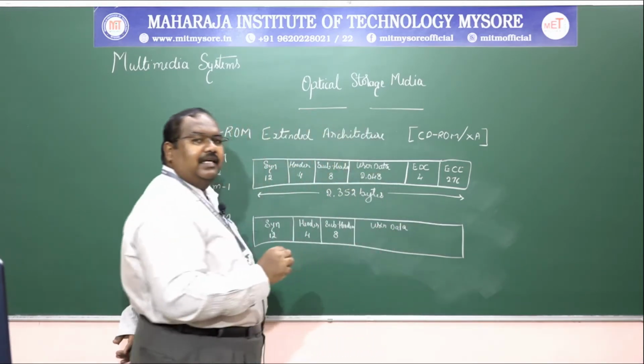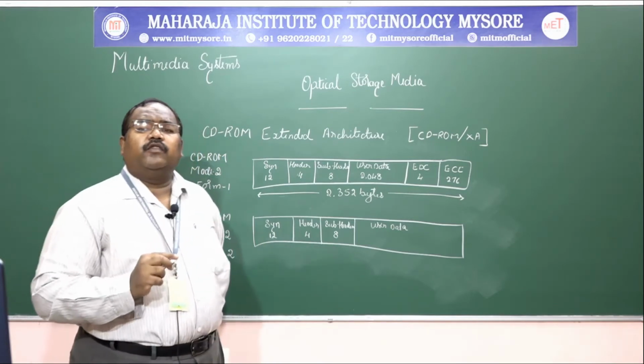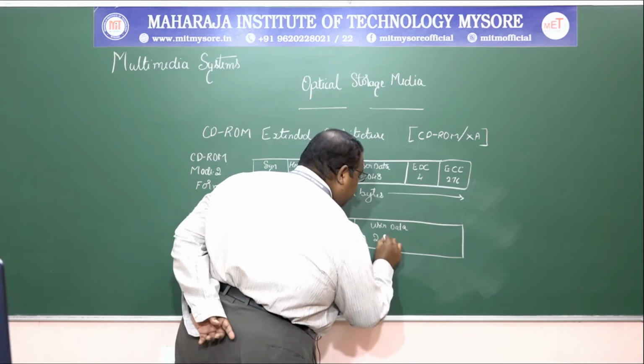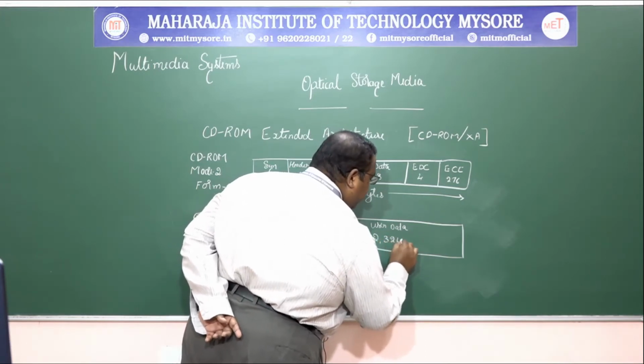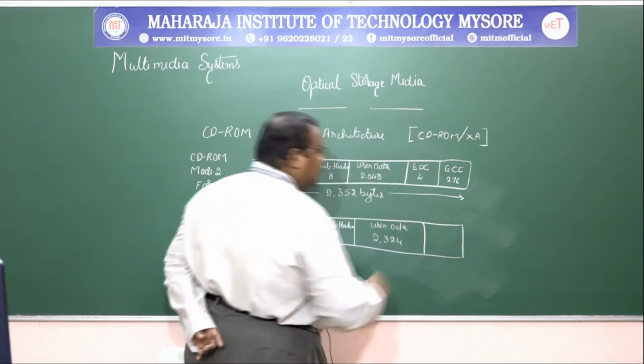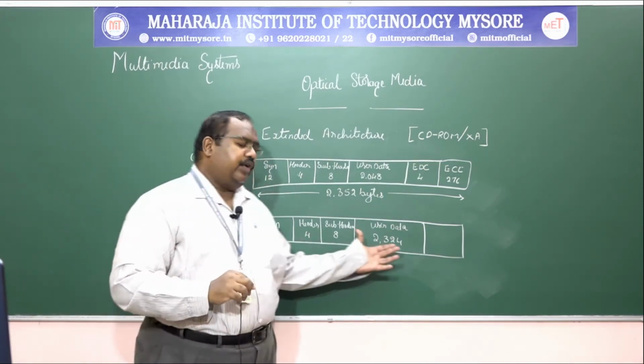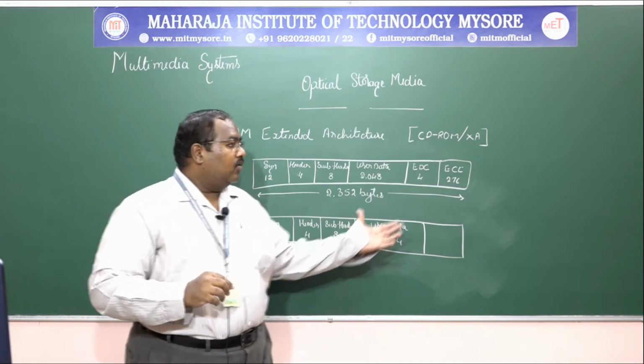Now here lies the difference. What is the amount of user data? We have 2324 bytes of information. Okay, look at this. Now how did this 276 bytes of information come to be used?